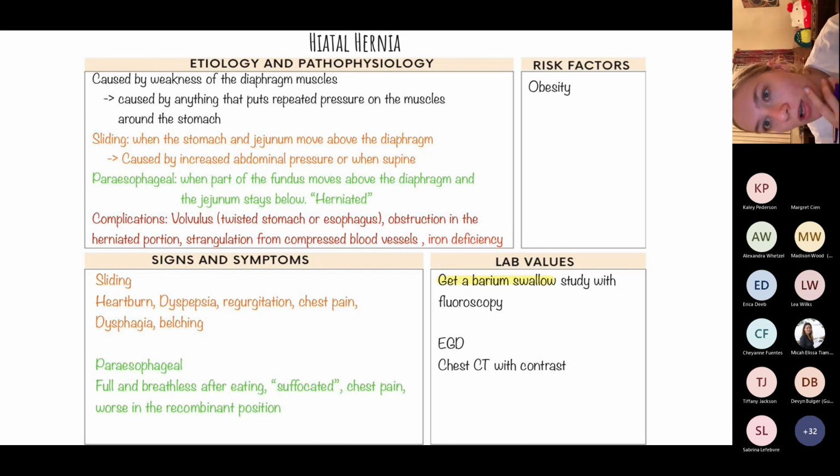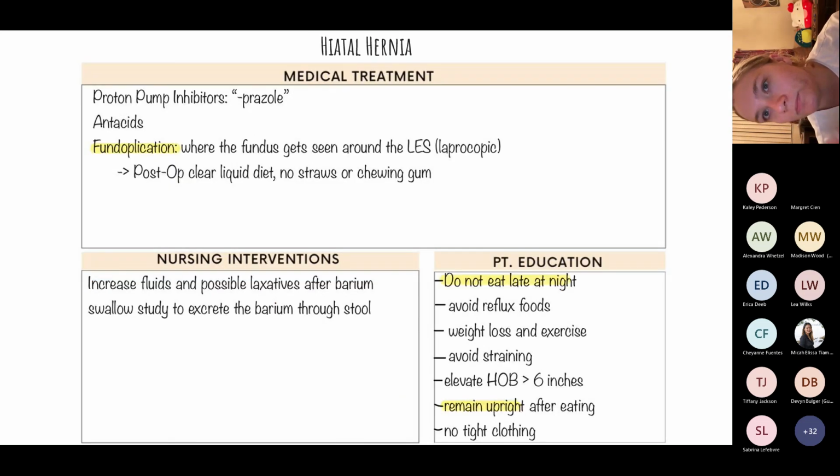Okay. Our major complication is going to be a volvulus. What happens when things get squeezed and squished and get shoved into areas they don't want to get shoved into? We can potentially cut off blood flow, and that is a problem. So what in the world can we do for these patients? They have a lot of dyspepsia. Well, let's give them some stuff to neutralize the acid so it's not such a big deal. You can also do a fundoplication for this pathology, if you will.